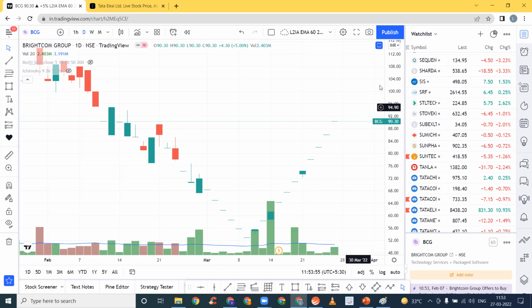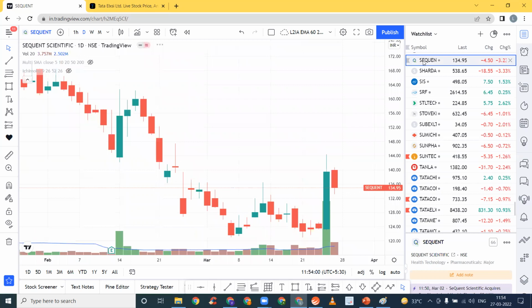So I, for one, avoid this kind of stock. Say Sequence Scientific, one of the good stocks, went down badly. It went up. I'm having some numbers. I will dispose of this stock when I get my proper price.